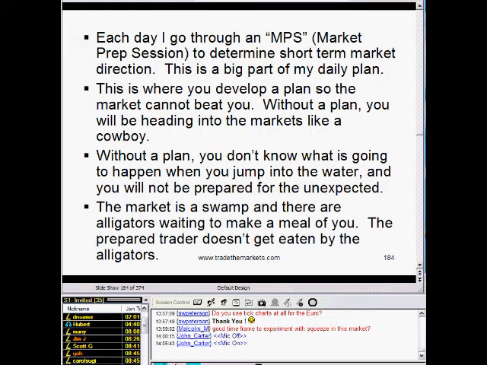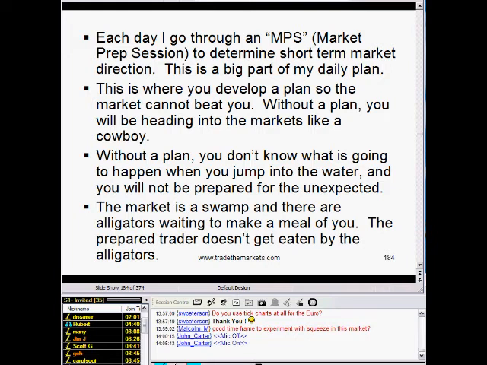It's a big part of my daily plan. The whole idea here is to develop a plan where the market cannot beat you. Because without a plan, you're just going to be heading into the markets like a cowboy. And while gunslinging worked okay in the Wild West, in the stock market, gunslinging is going to get you killed. Without a plan, you don't know what's going to happen when you jump into the water. You're not going to be prepared for the unexpected.